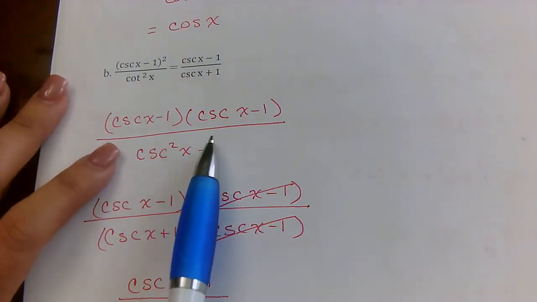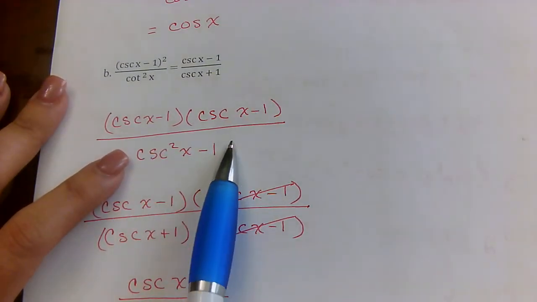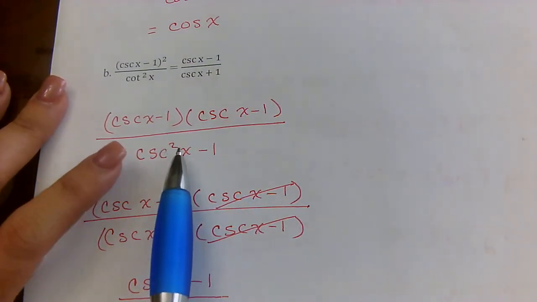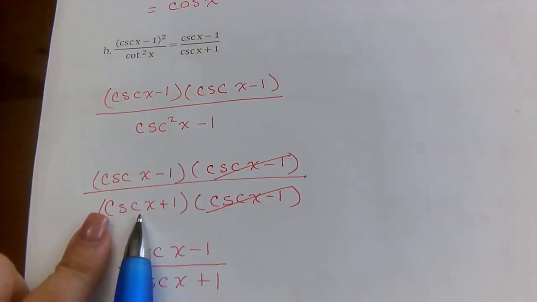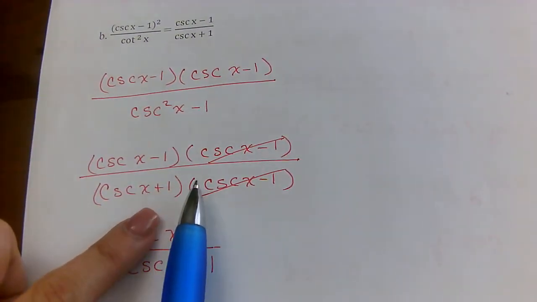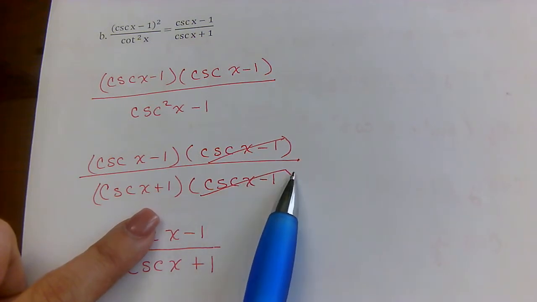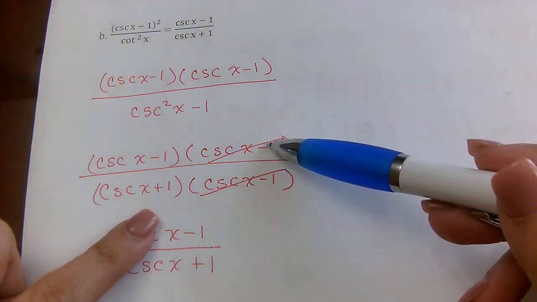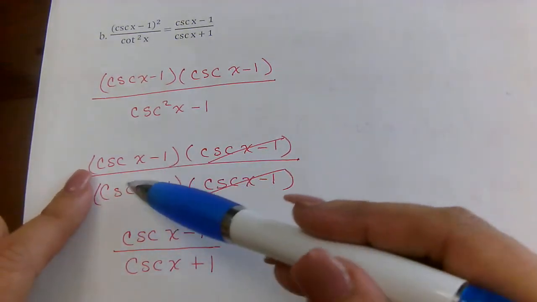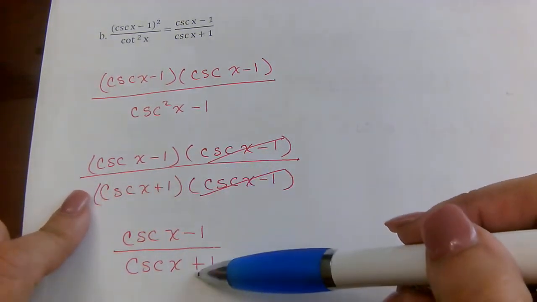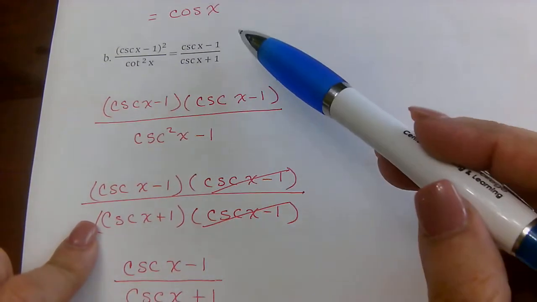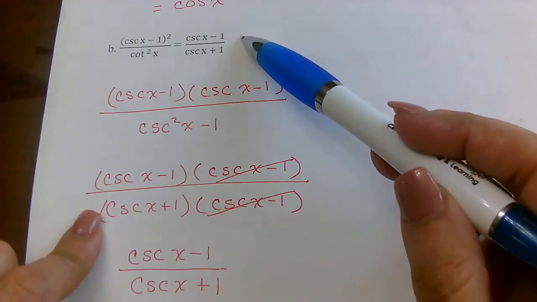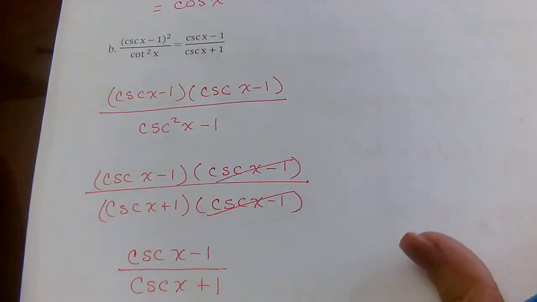If you remember, this is the same thing as the difference of perfect squares. So I can actually rewrite this as cosecant x plus 1 times cosecant x minus 1. This cancels with one of the ones in the numerator, and I'm left with just cosecant x minus 1 divided by cosecant x plus 1. Matches what we have on the right hand side, so we just proved this identity.